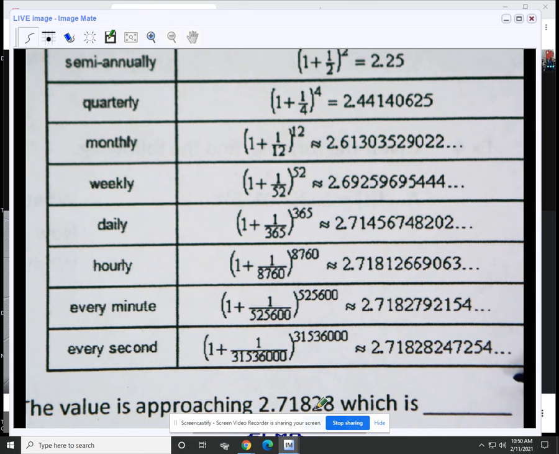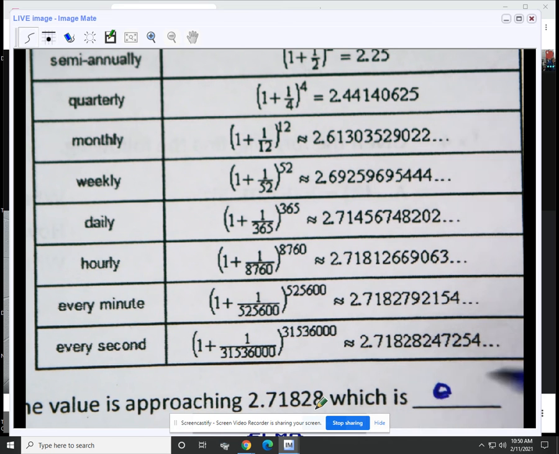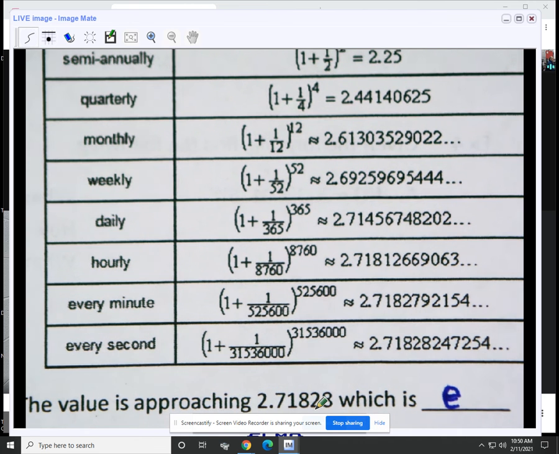Not 3. 2.71828. Remember that number? That is e, my Euler number. That number that I told you is seen so much in nature, in real world application problems, that they decided to just give it its own variable and make it a mathematical constant. So when something is compounded constantly, it has a specific formula.